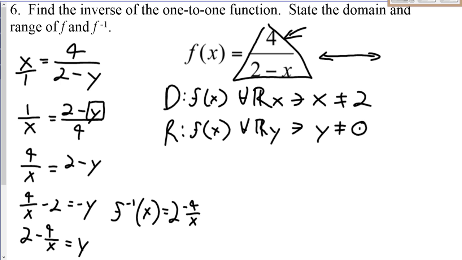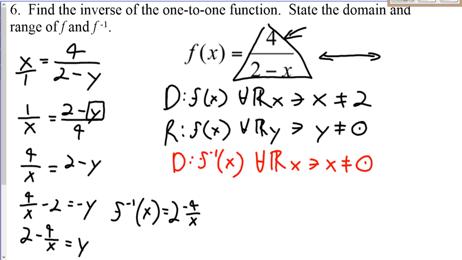So then as I state my domain for my inverse, the domain of f negative 1 of x is going to be for all real x's such that x cannot be equal to 0. And that should make sense because when I look here, I've got an x in the denominator and I can't have that being 0, and the fact that it's copied from the range of your original function.